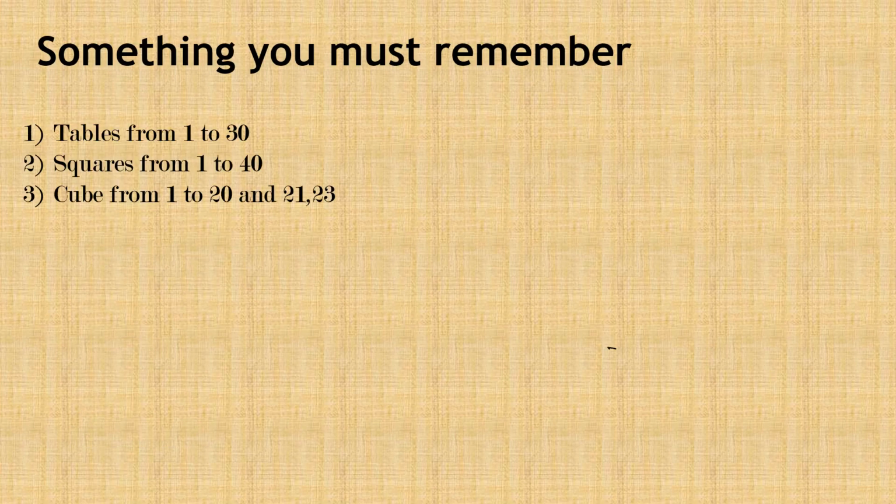Something you must remember on the first day or daily: tables from 1 to 30. You can learn from 1 to 20, but it would be better if you learn from 1 to 30. Squares from 1 to 40, cubes from 1 to 20. Even while learning the tables, you need to learn the squares of their numbers. That means in the 12 table you need to learn till 12 square, 12 12s 144, and same in 13 13s and next 14 14s. It would be very helpful to you in reasoning or even in quant.